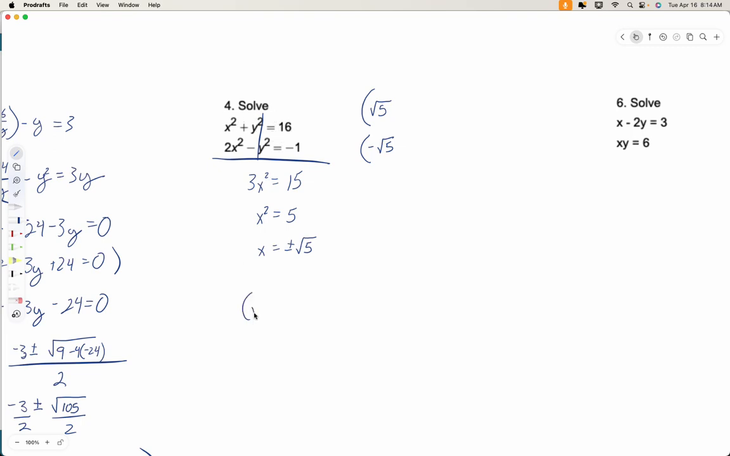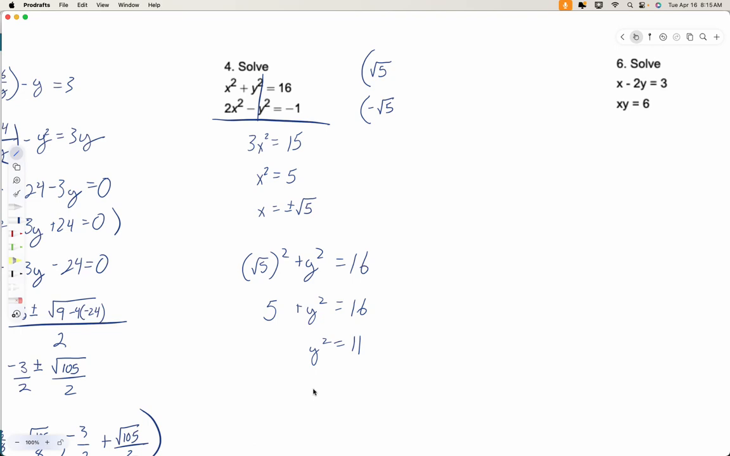So if you have square root of 5 squared plus y squared, sorry, equals 16. So square root of 5 times square root of 5, that's going to be 5 plus y squared is equal to 16. So if I subtract 5 from both sides, y squared is equal to 11. So y is equal to plus or minus square root of 11.